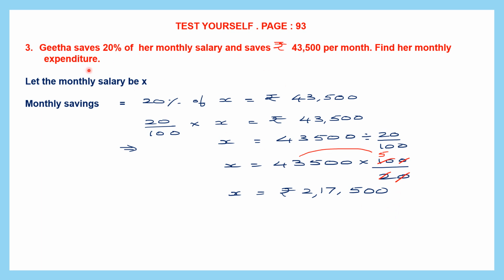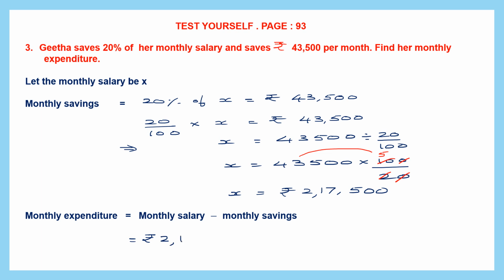Now we can find the expenditure. How do we find that? Now if you take the monthly salary and subtract the savings from it, what is left will be the monthly expenditure. So the monthly expenditure is monthly salary minus monthly savings. So let's write that: monthly salary is rupees 2,17,500. This is the monthly salary and we're going to minus the savings, which is 43,500 rupees.